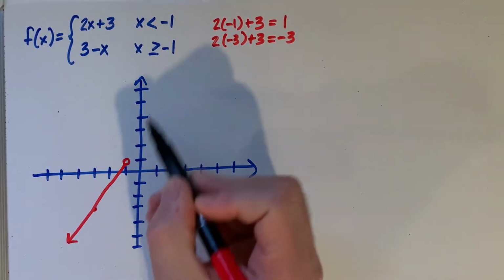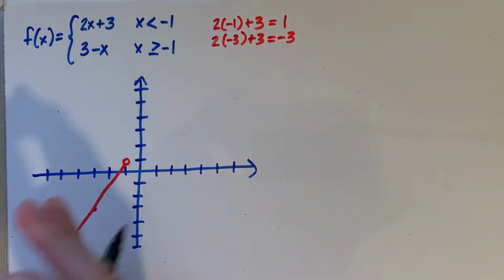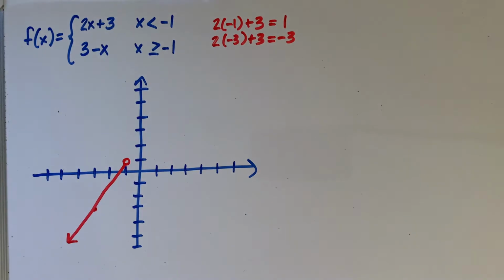It's got an open circle here because we're not defining it at -1. -1 is my boundary point. I would not graph any of this red line beyond -1.